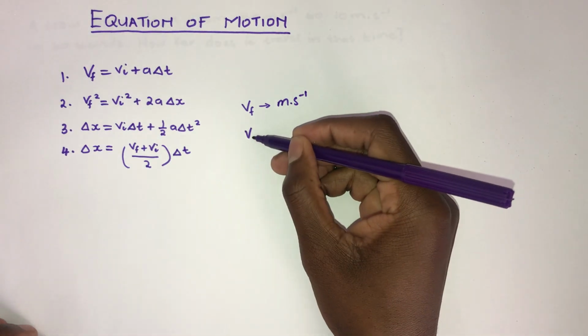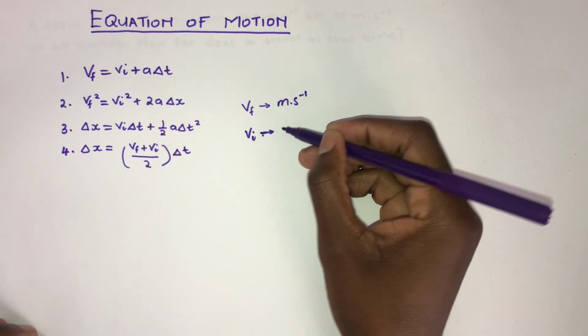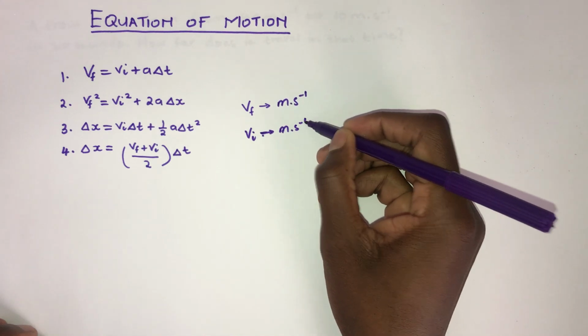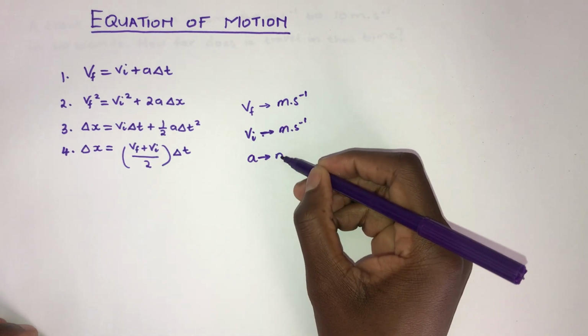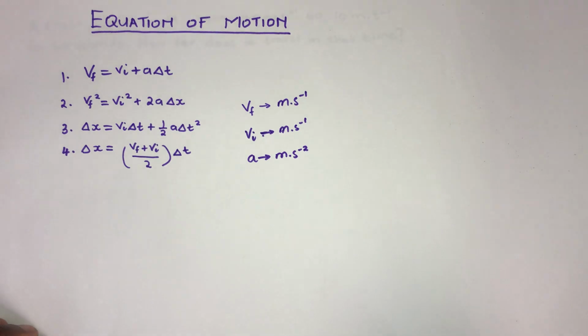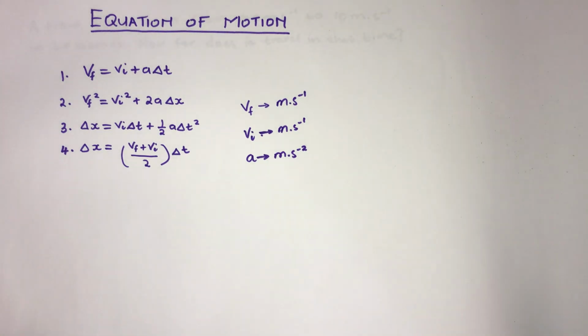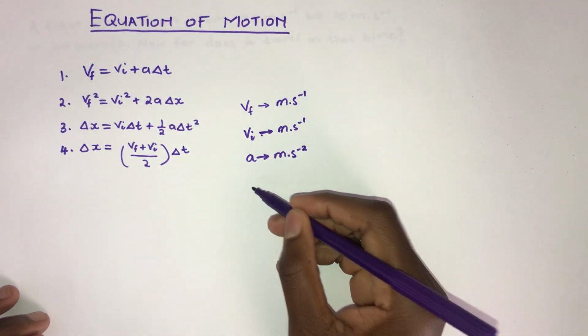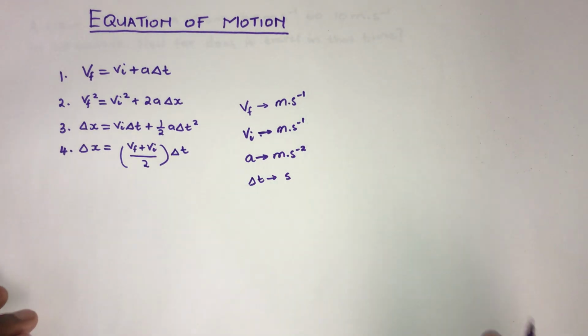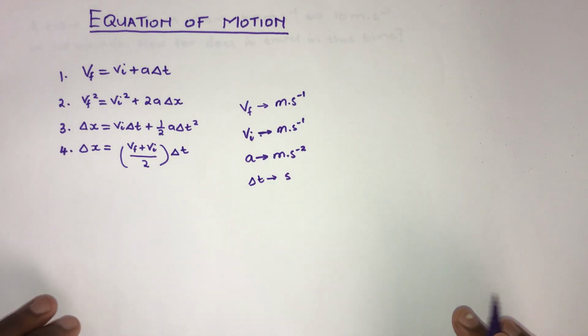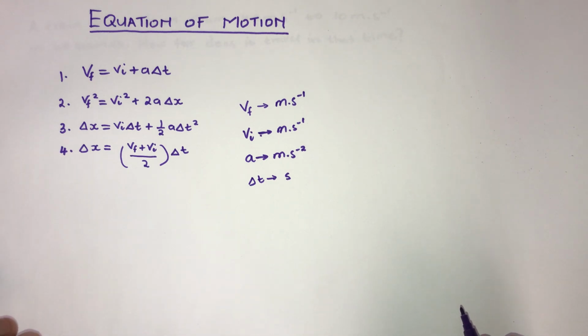As for v initial, as long as it's a velocity, the SI unit is meters per second. The SI unit for acceleration is meters per second squared. So make sure you differentiate them when you read the statement or when you want to answer a question. We have time, so we always measure time in seconds. If time is given in minutes, make sure you convert it to seconds. If it's given in hours, make sure you convert it to seconds.